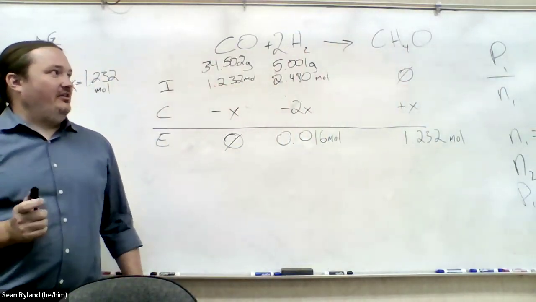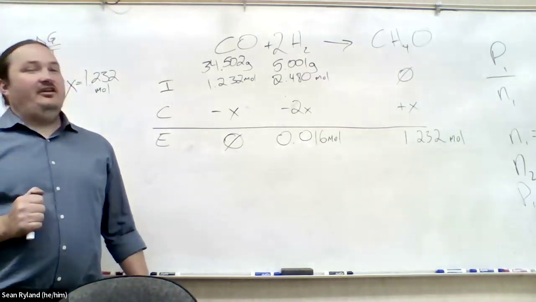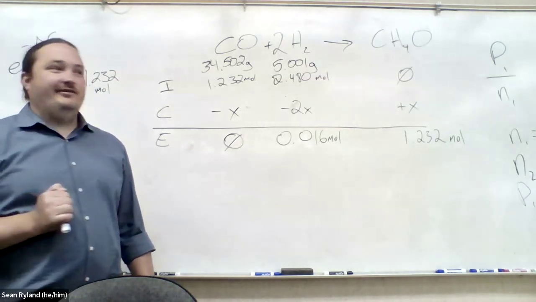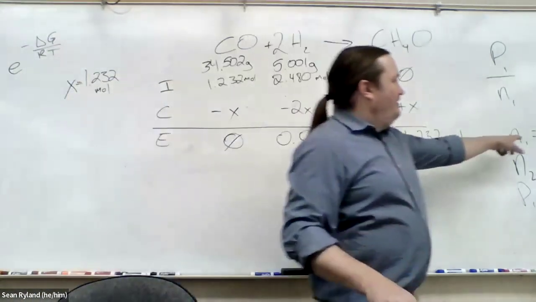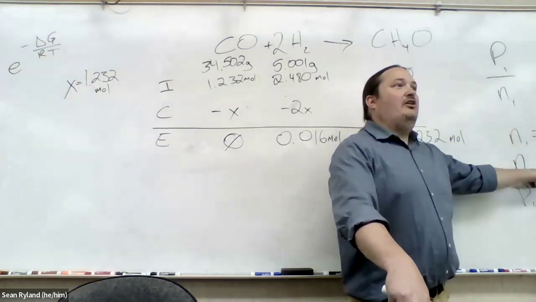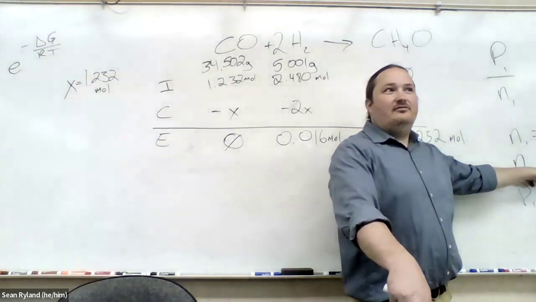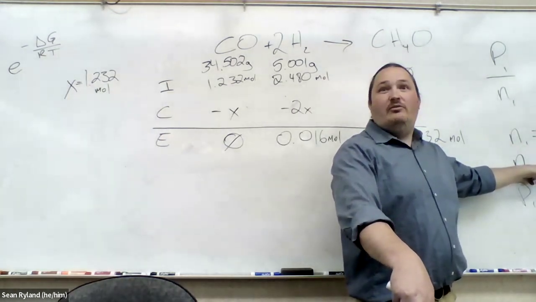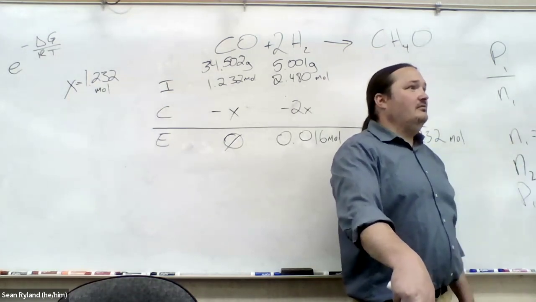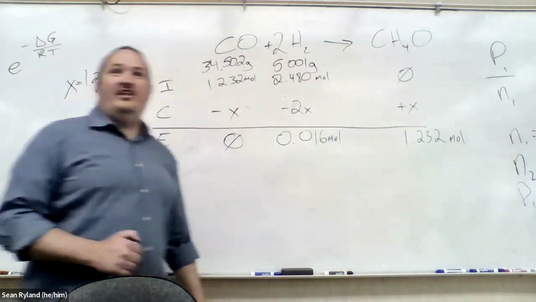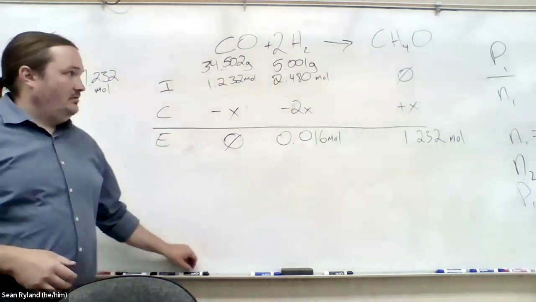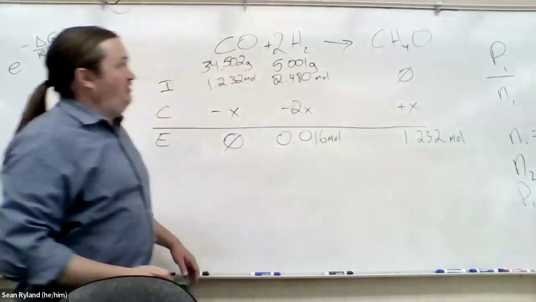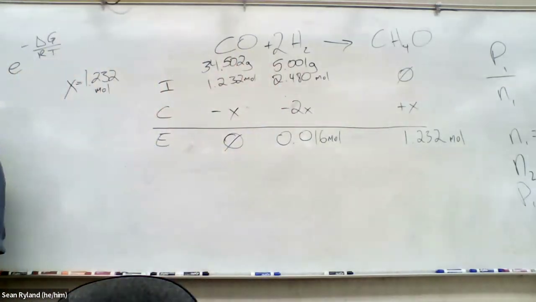Without punching any numbers in your calculator, can anybody come up with a ballpark for what P2 is going to be? We have about a third of the moles that we started with, right? So that means our pressure should be about a third of what we started with. So somewhere around 0.5, within sig figs. All right, so questions on how we got to any of these numbers?